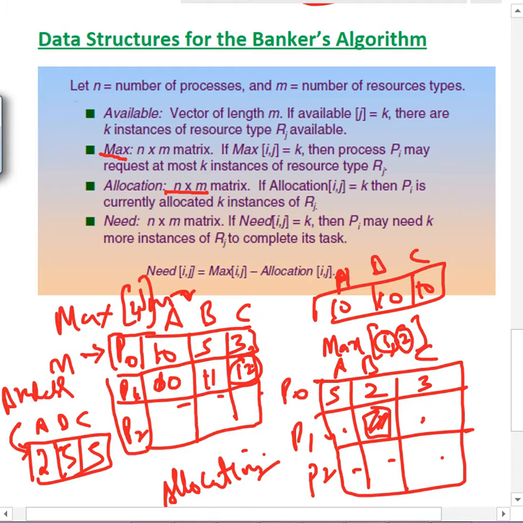Now max is the total you want. Allocation is what you got, what you're actually holding, and whatever is left out is what you need. Simple as it is. You can see this data structure and example in the Dragon book, where you can read a little bit of text. Maybe that will also help.